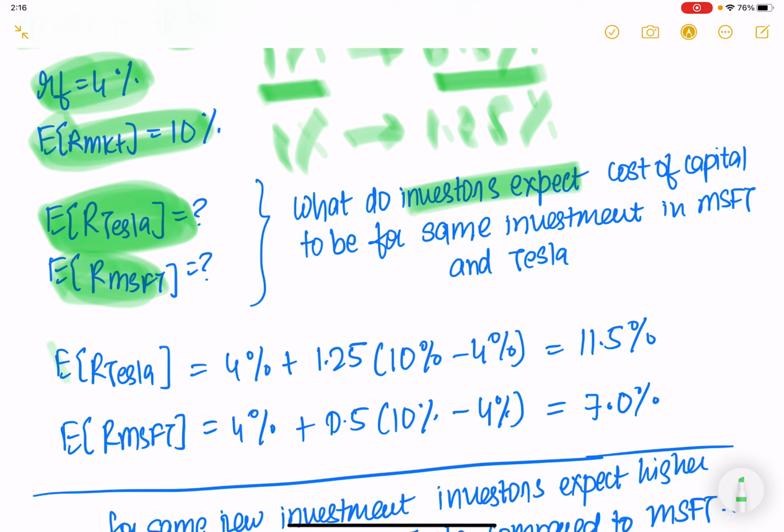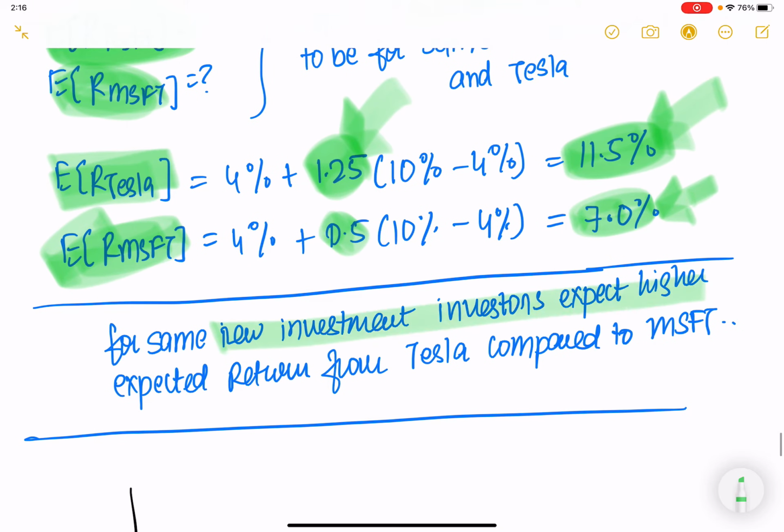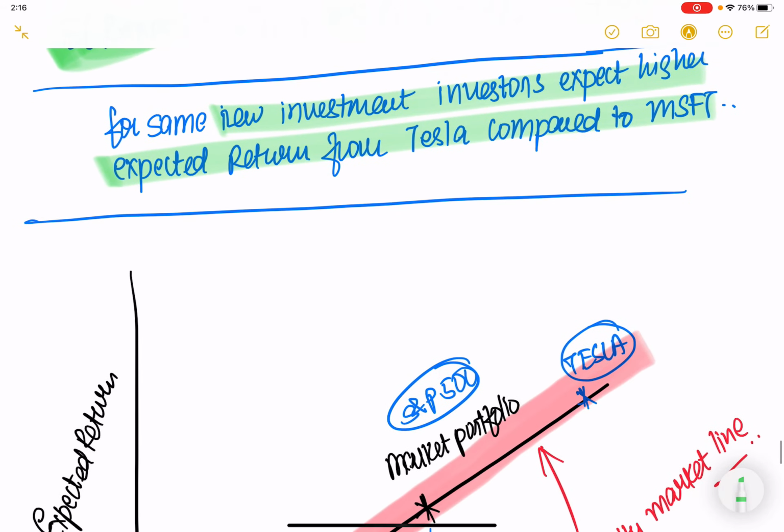So with this formula, in Tesla, investors would expect 11.5% because it has a higher beta. Microsoft investors would expect 7%. This is important: for a given project, it's easier to fund in Microsoft compared to Tesla, because with Tesla you now have to make more money for the same investment, because of the higher beta, because the common risk with the market is high. So for the same investment, investors expect a higher return from Tesla compared to Microsoft with these beta numbers, right?